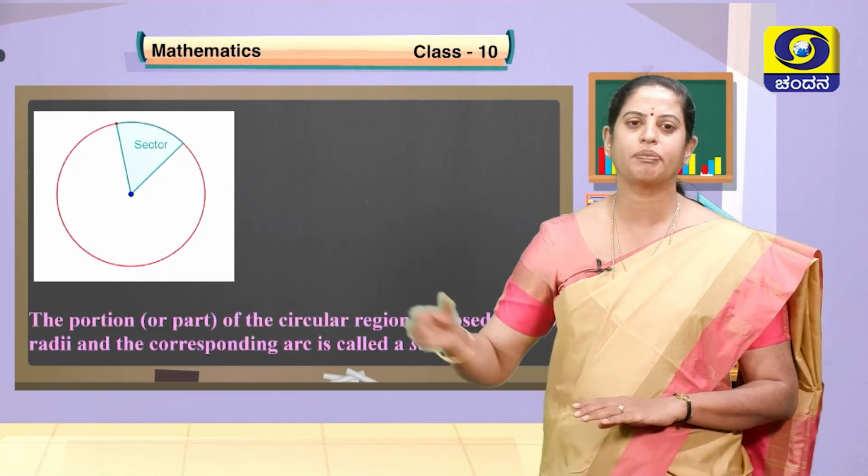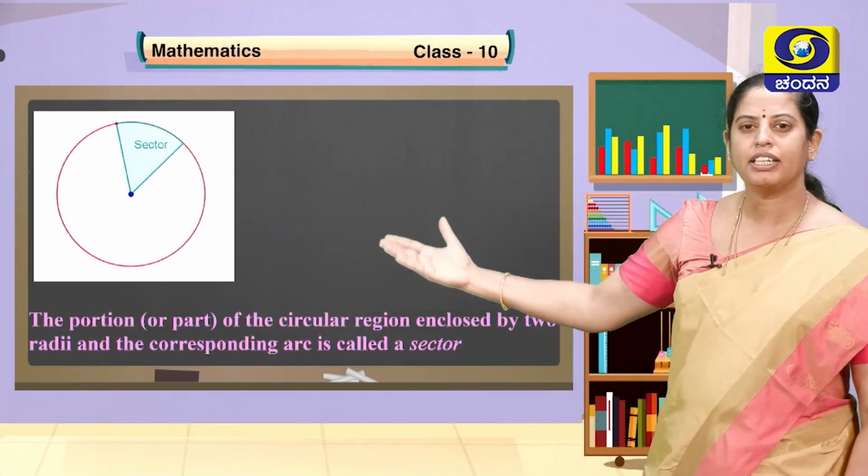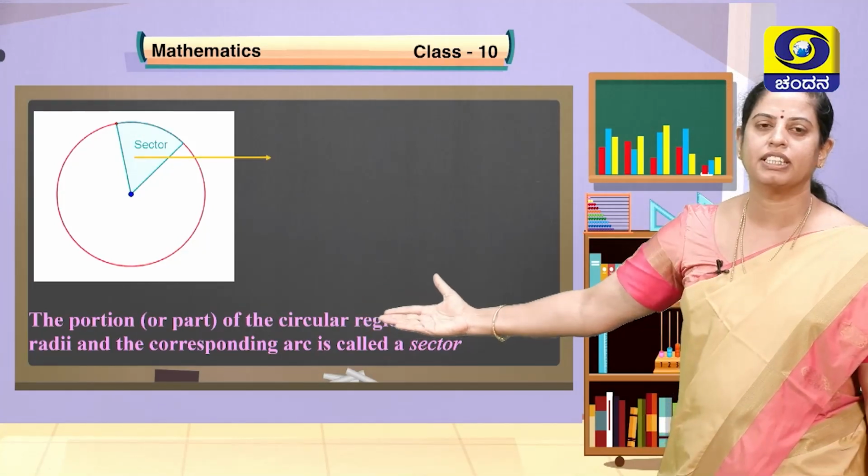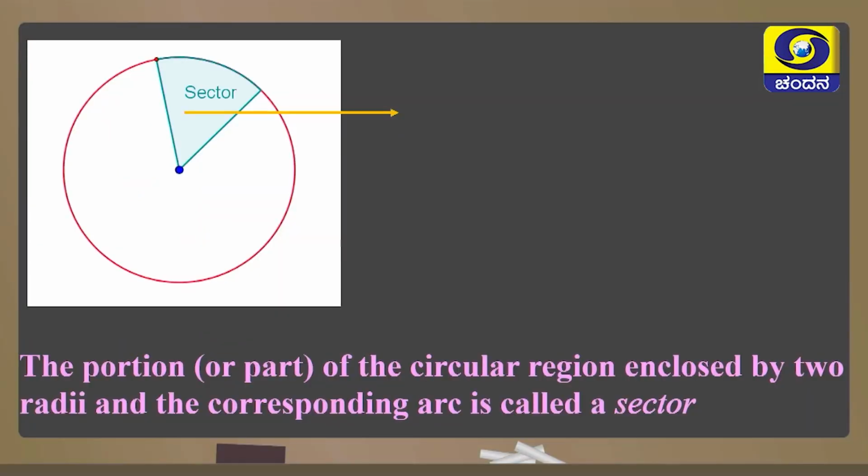You are observing a picture here children, and recall the meaning of the sector. The portion or part of the circular region enclosed by two radii and the corresponding arc is called a sector. That shaded portion is known as sector. It is bounded by two radii and an arc.